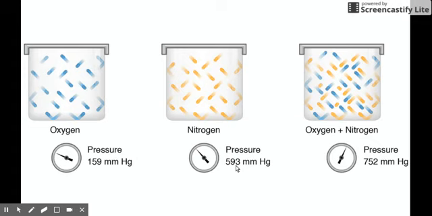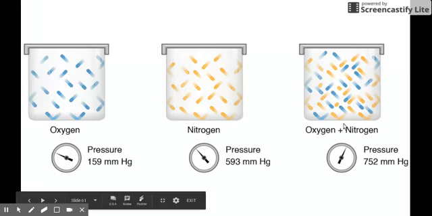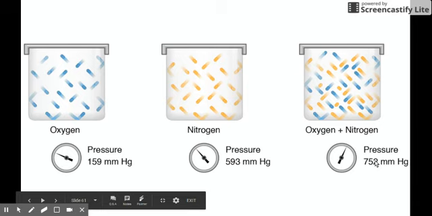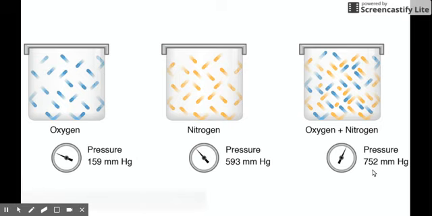Now, because each gas is independent of one another, that means if you mix two gases, oxygen and nitrogen, in one container of the same volume and temperature, you would notice that the total pressure of the mixture of gases is just the summation of the individual gas pressures of oxygen and nitrogen, such that if you add 159 millimeters mercury and 593 millimeters mercury, you would get 752 millimeters mercury as the total.